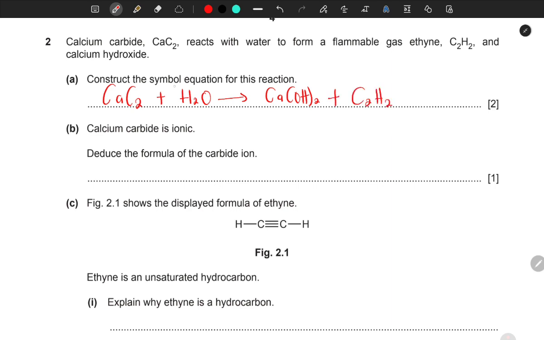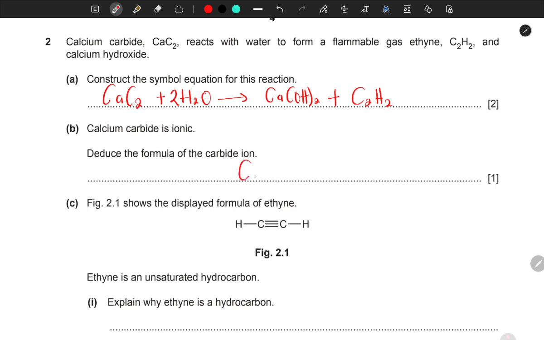Is it balanced? We just have to balance here. Then it's balanced. Also, they didn't say we include the state symbols, so it's fine. Calcium carbide is ionic. Deduce the formula of the carbide ion. What's the formula for the carbide ion?